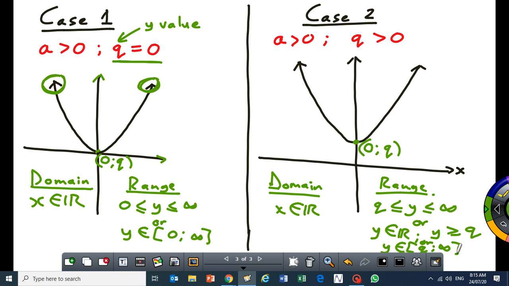Even for case 1, I can add that here. I can write another way. It would be to say y is an element of real numbers, but y is greater than or equal to 0. So you can also add that. There are 3 ways of writing the range of case 1. Then let's move on to case 3.